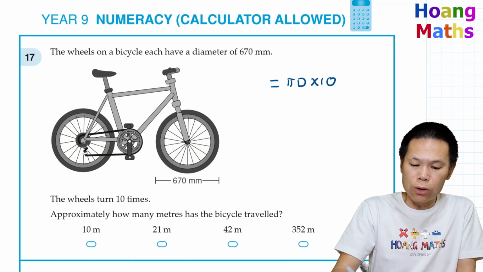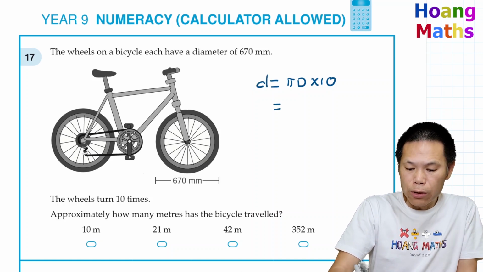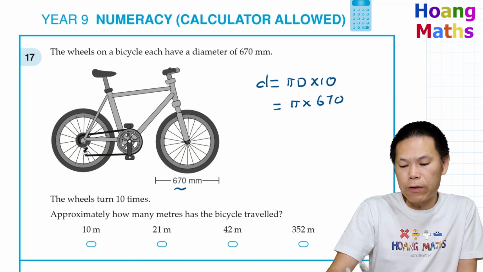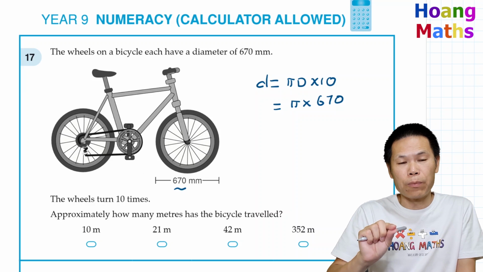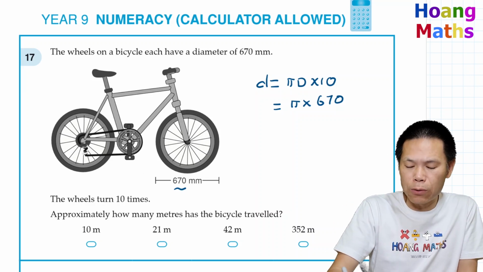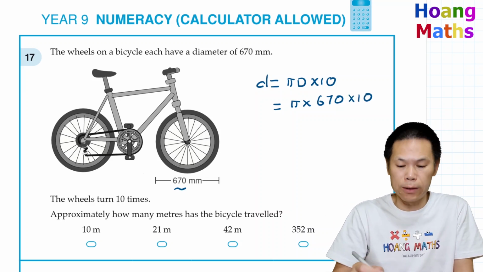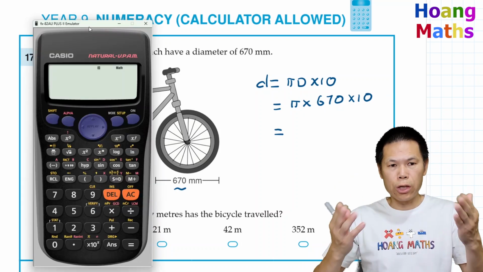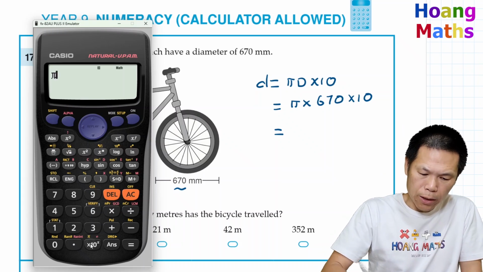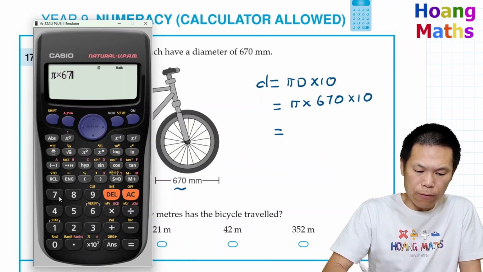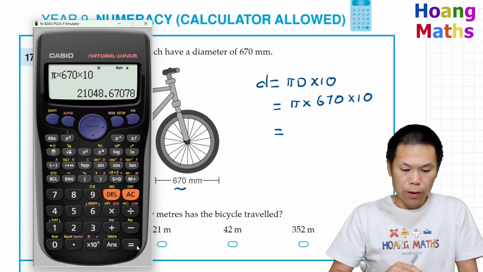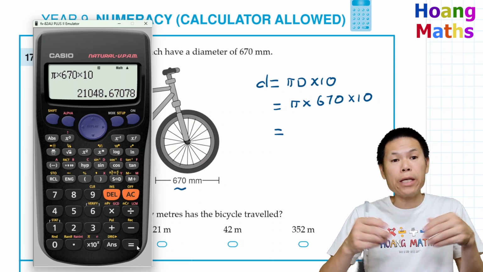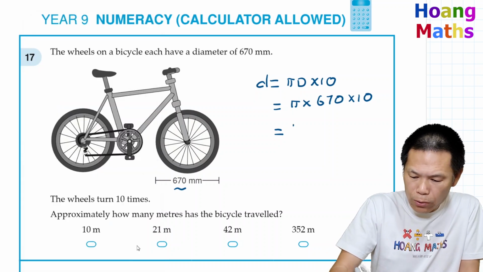So I just change that into d. That is equal to pi times the diameter. That is 670. That gives us one turn. Okay, and then we do 10 times that, so we times 10 because 10 turns. So now that is equal to, I just put it on the calculator. Pi times 670 times 10. So there you go, 21,048.67.